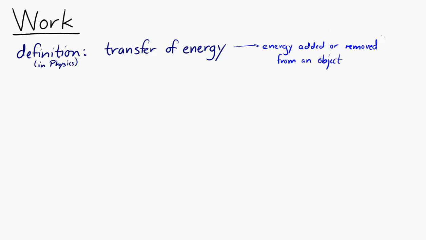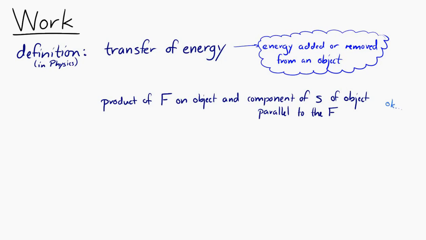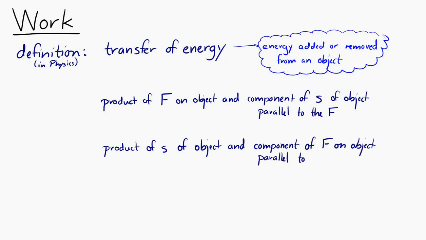Another way we could define work is that it's the product of the force on an object and the component of the displacement of the object parallel to that force. That's a little tougher to understand right away, but before you think about it too much, let's add another definition. Work can also be defined as the product of the displacement of an object and the component of the force on the object which is parallel to the displacement.